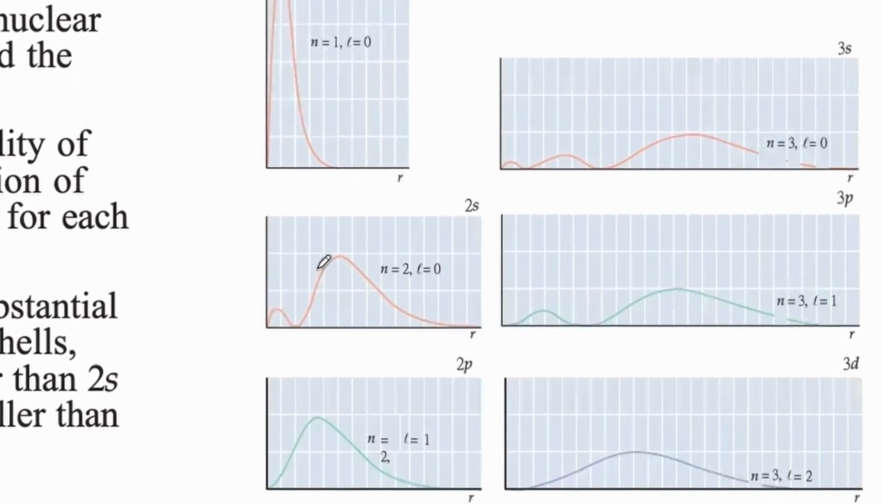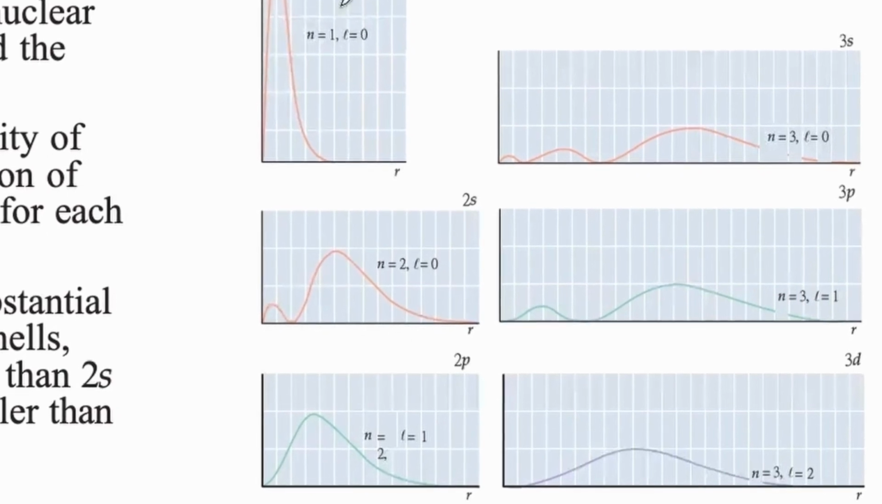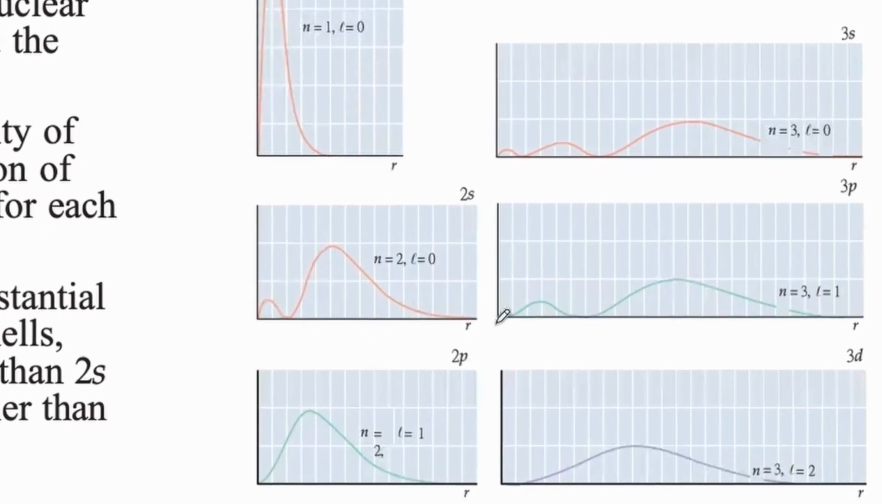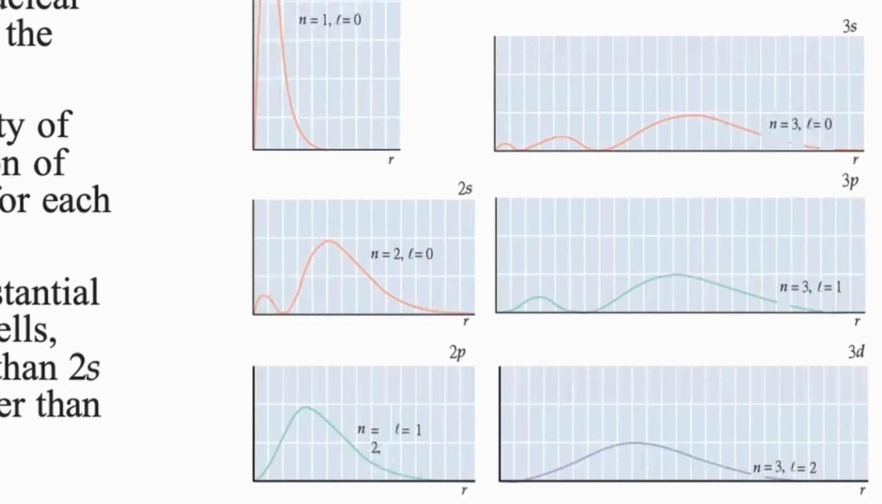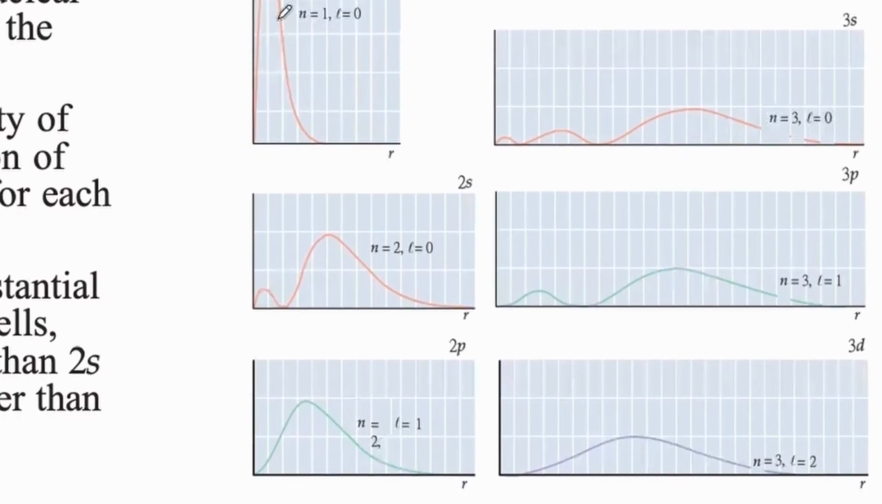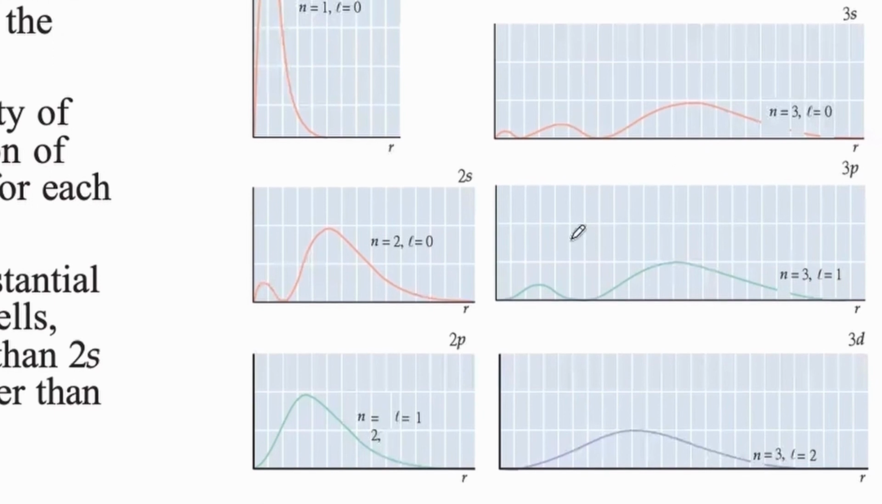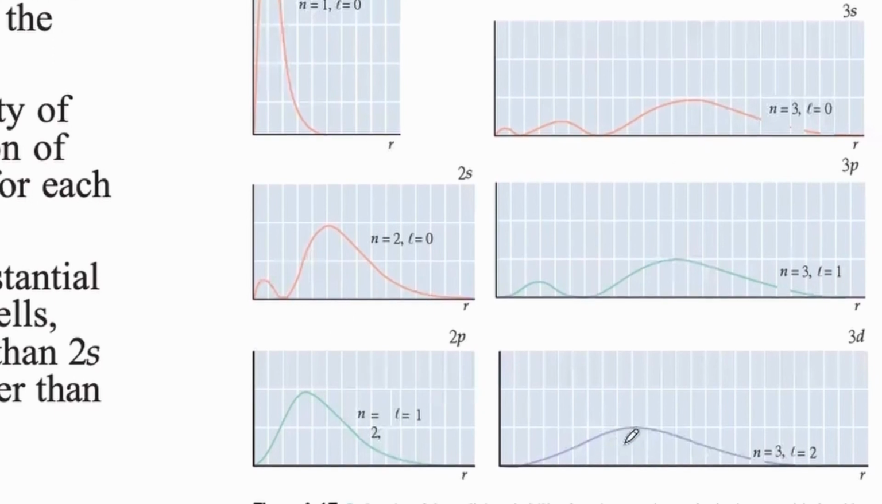So this graph basically shows an increase in orbital size as n increases. So the size of the orbital is smaller at lower energy levels, and the size of the orbital is larger at higher energy levels.